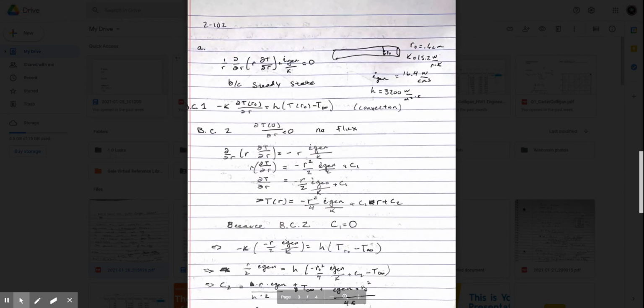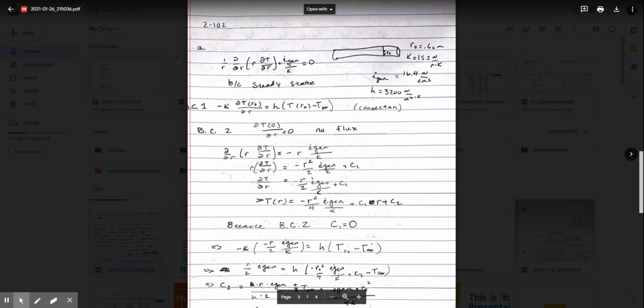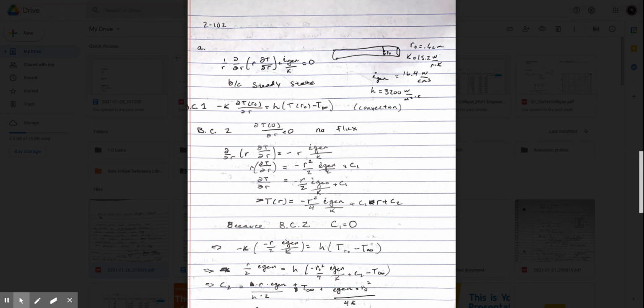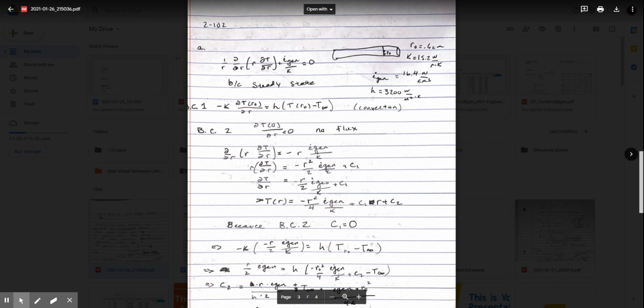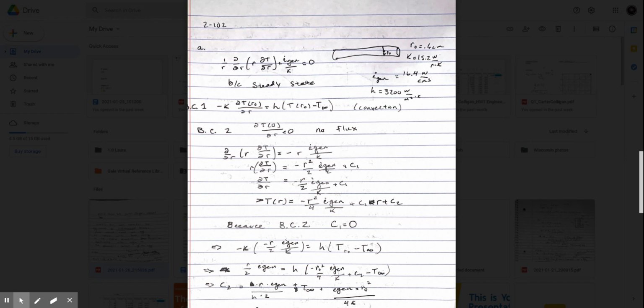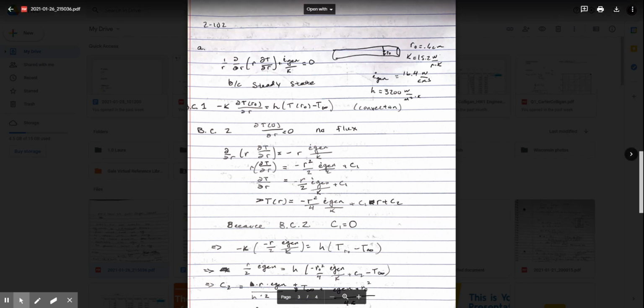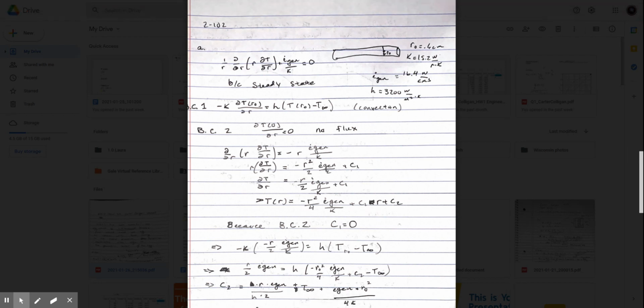And then for the next one, you have a wire that is emitting heat in a water surface. In order to do this problem, you're going to start off with the fundamental equation for one-dimensional radial flow with a steady state. That's why there's no time dependency. And then from there, you're going to apply two boundary conditions. The first one being the convective interface between the outside of the wire and the water surrounding it. And the second, that there's going to be no flux at the center point of the wire. This is due to symmetry.